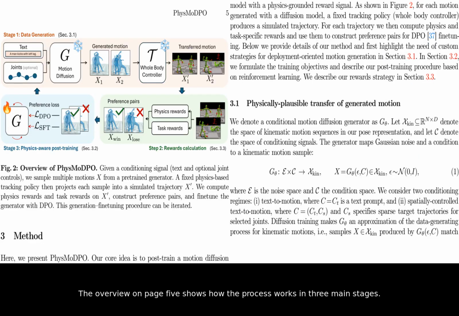The overview on page 5 shows how the process works in 3 main stages. First, the model generates multiple potential motions for a single text command. Then, a physics simulator tests these motions to see which ones are the most stable and realistic. Finally, the generator is updated to focus on the successful movements.